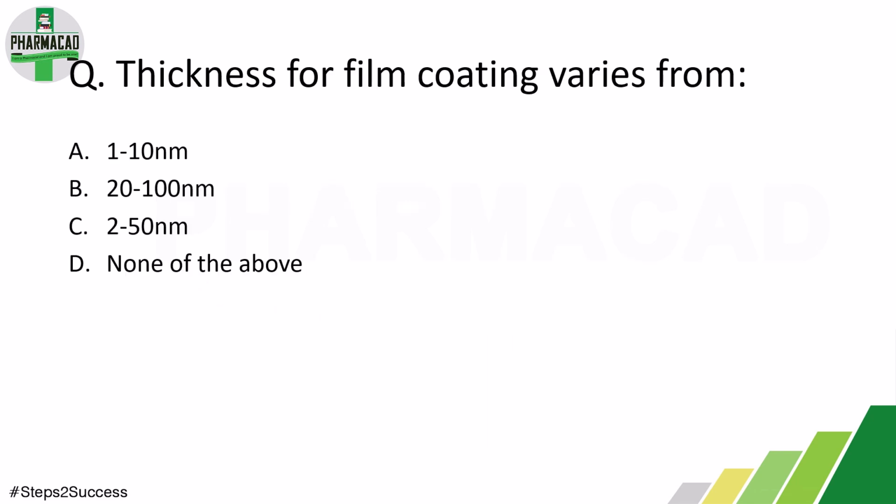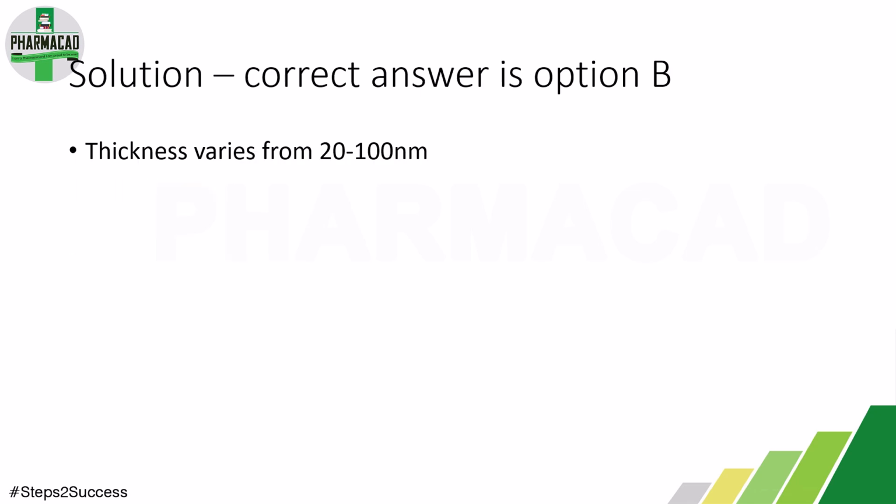Next question. Thickness for the film coating varies from option A 1 to 10 nanometer, option B 20 to 100 nanometer, option C 2 to 50 nanometer, option D none of the above. The correct answer for the given question is option B, that is 20 to 100 nanometer. So we have to remember that thickness varies from 20 to 100 nanometer.